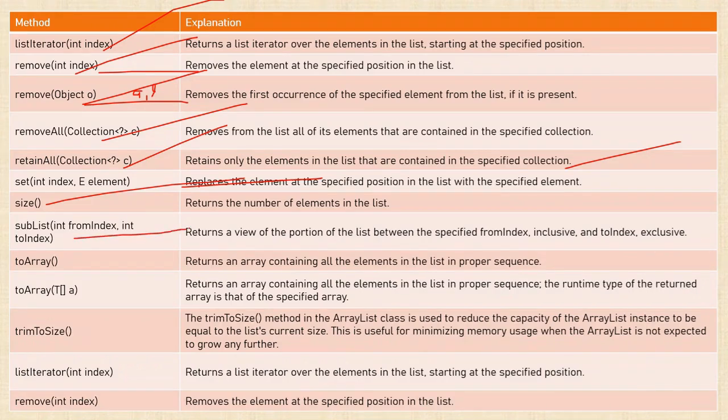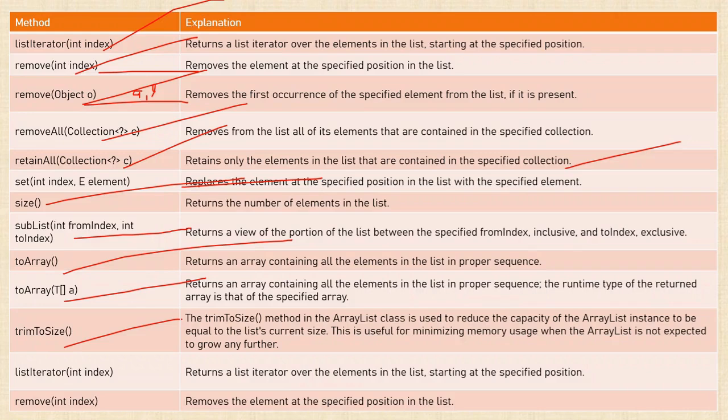Sublist, so you can make a sublist from an index to a last index. We use toArray to convert your array list to an array. In which type you want to convert, you can use this toArray. TrimToSize: the trimToSize method in the ArrayList class is used to reduce the capacity of the ArrayList to be equal to the list's current size. This is useful for minimizing memory usage when the ArrayList is not expected to grow any further.